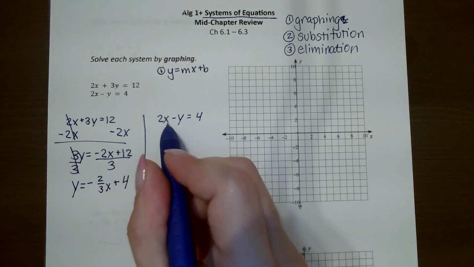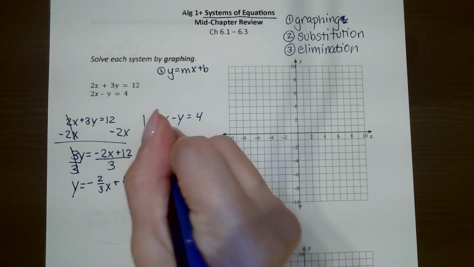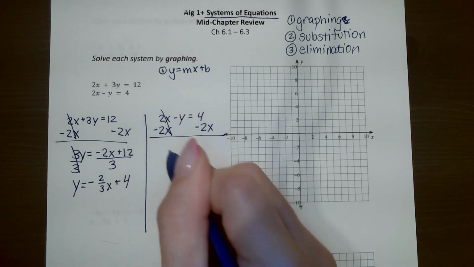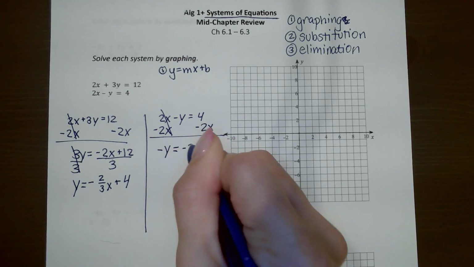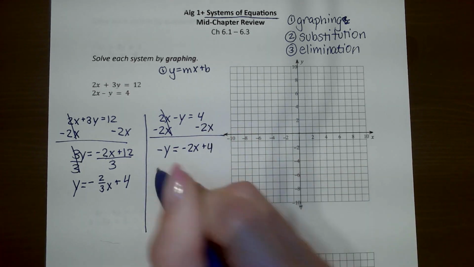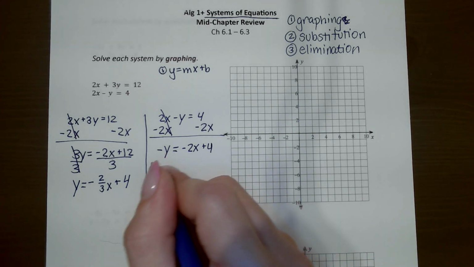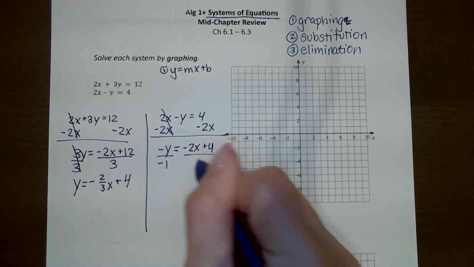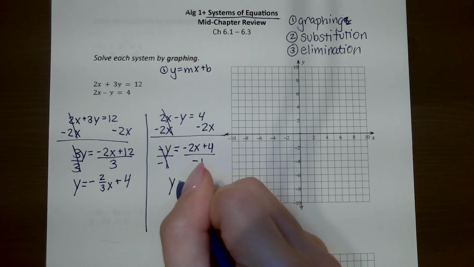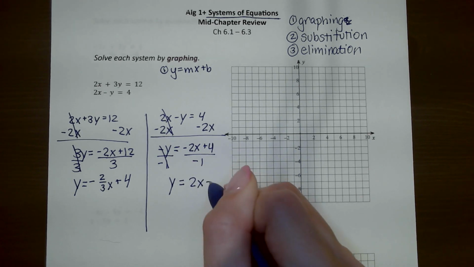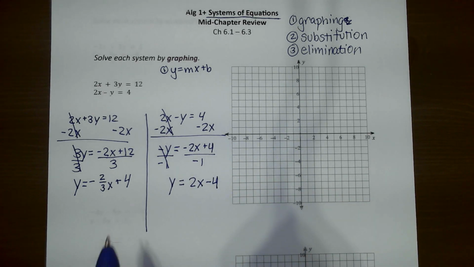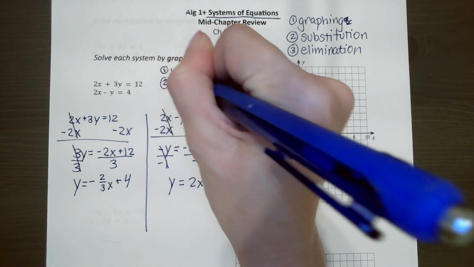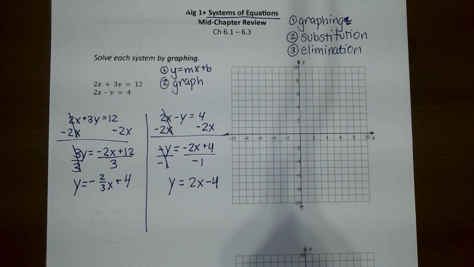Now the next equation, 2x minus y equals 4. So we'll start by moving the 2x by subtracting. So we get negative y equals negative 2x plus 4. And then we need the y alone. Now this negative sign is really a negative 1 as our coefficient. So to get the y alone, we're going to divide by negative 1 on both sides. So y equals 2x minus 4. Now we have our 2 equations. The next step is to graph them so we can see where they intersect.